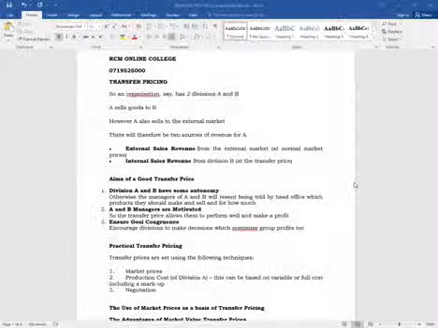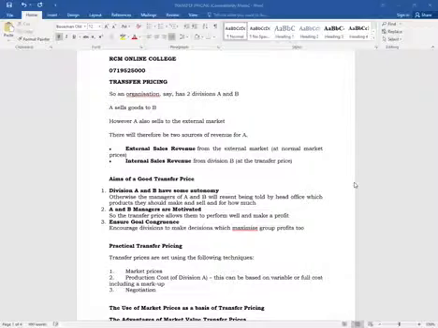So when we talk of transfer pricing, we're looking at a company that has got divisions. Assuming your company has two divisions, A and B, and A sells goods to B. These are two divisions of the same enterprise, the same entity. However, A also sells to the external market. So A sells to B internally, and it also sells goods to the external market.